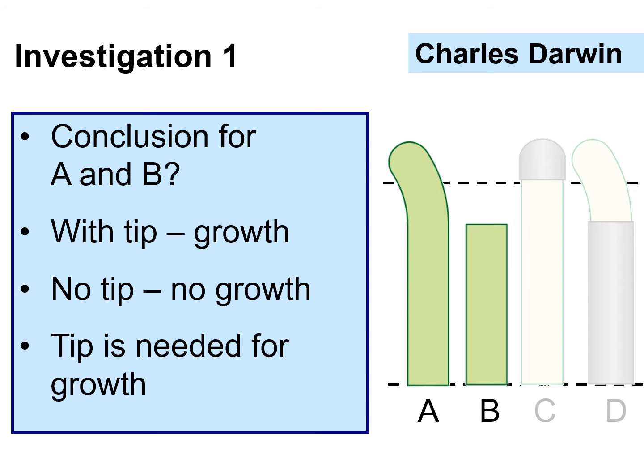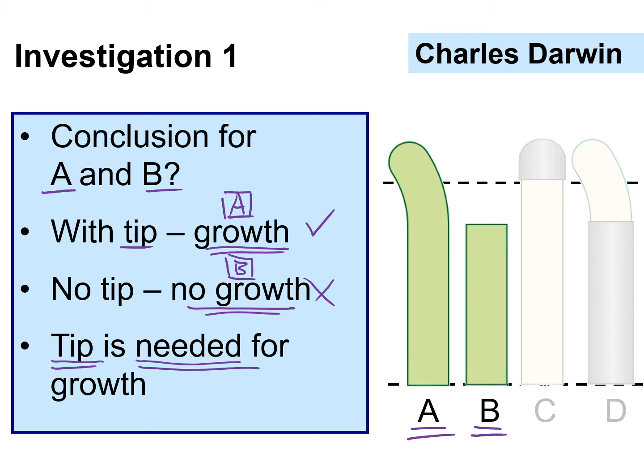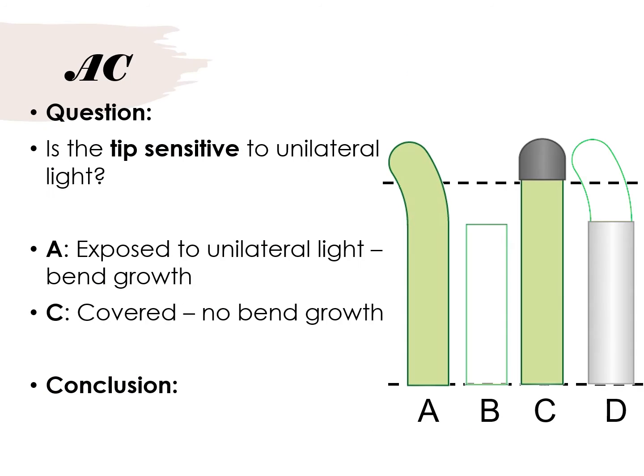When Darwin compared setup A and B, he found that with the tip, there is growth. In setup B, without the tip, there is no growth. So we can conclude that the tip is actually needed for growth. Let's take a look at the result of setup A and C. Darwin would like to know if the tip is sensitive to the unilateral light.